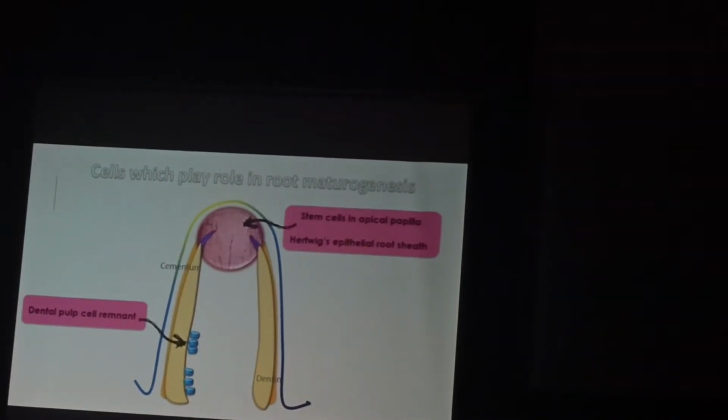For example, dental pulp remnants, which may survive after the tooth got infected, and also cells at the end of the root, which may be stem cells located in the apical papilla or cells in Hertwig's epithelial root sheath. These kinds of cells have been mentioned to play roles after treatment using regenerative endodontics.